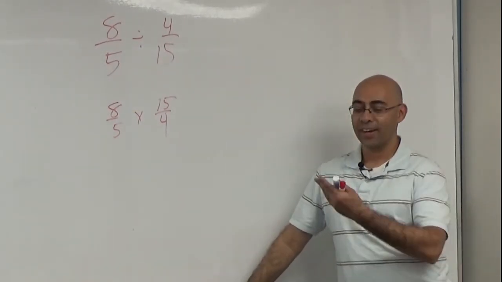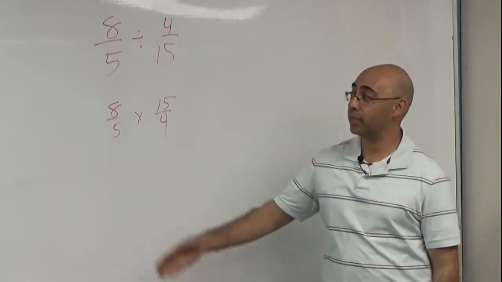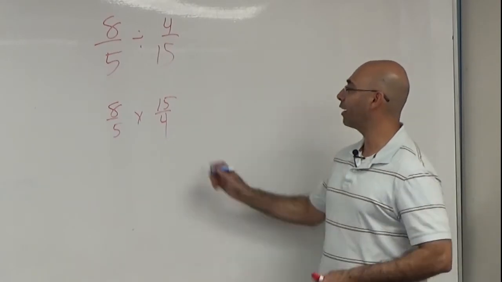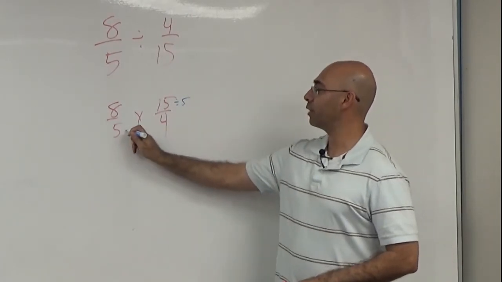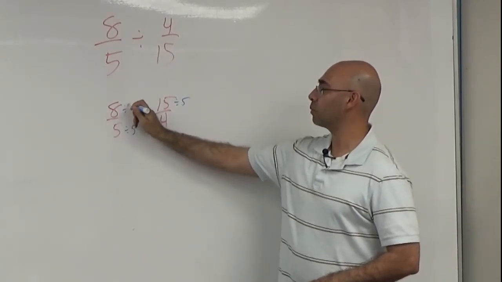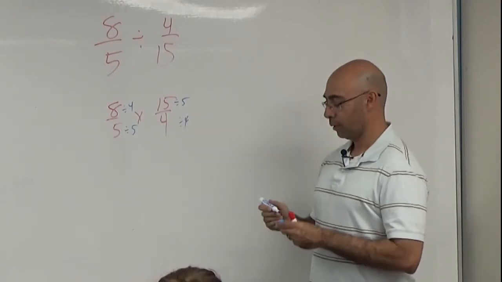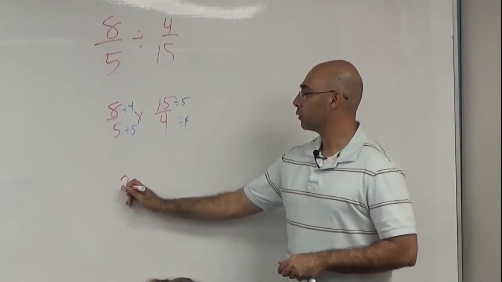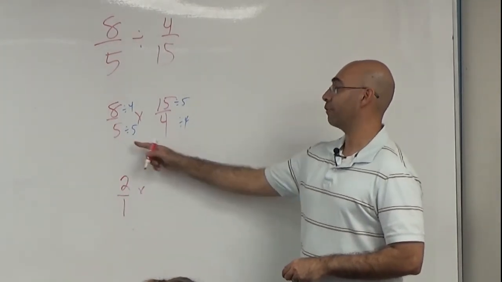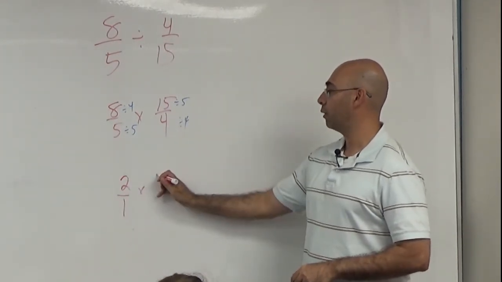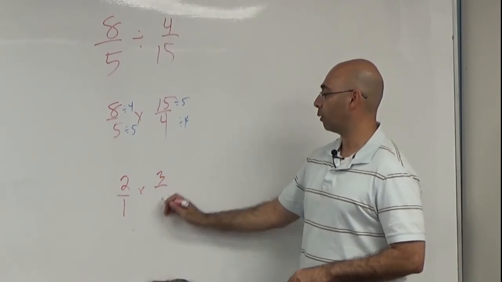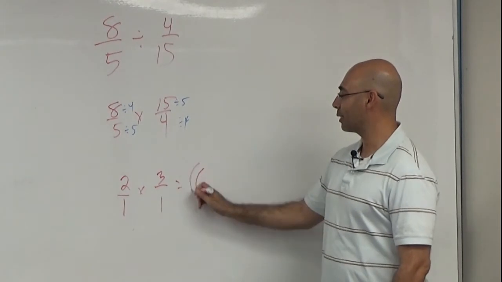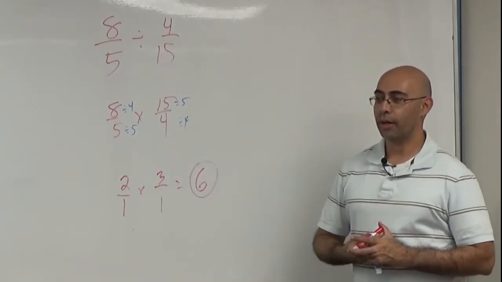All right, so now all I do is just what I did over there. Can I simplify anything? Yeah, I can divide this by 5 and divide this by 5. I can divide this by 4 and divide this by 4. My final answer is, what's 8 divided by 4? 2. And 5 divided by 5 is 1. What's 15 divided by 5? 3. 4 divided by 4 is 1. I don't need to worry about the bottom numbers. 2 times 3 is 6. All right.